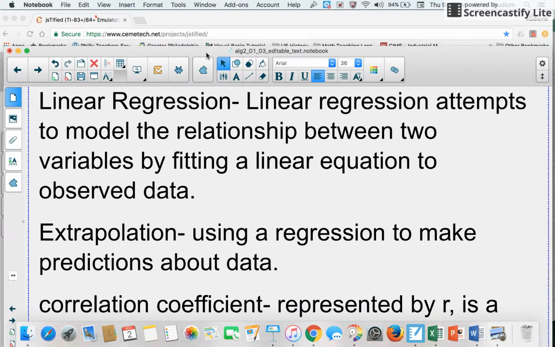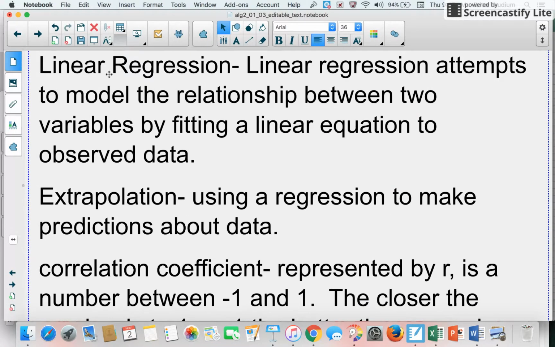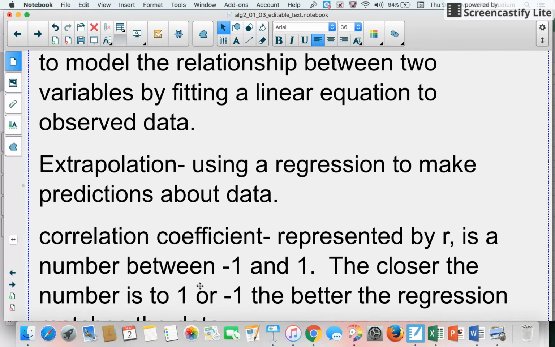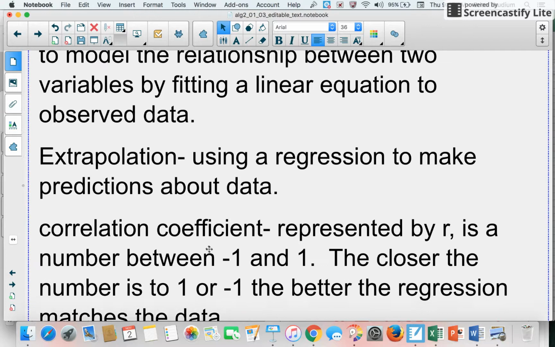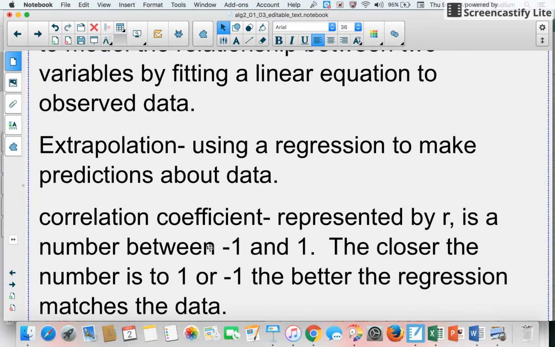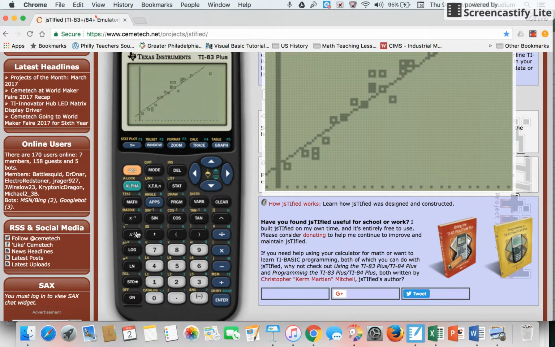Where's that? It's right here. And we used vocabulary: linear regression, extrapolation, and correlation coefficient, which is a way of measuring how closely your regression line is to your actual data. And one of the examples that we did in class, we set up a graph that looks kind of like this. We set up a scatter plot. I gave the directions in class for how to use this on the TI-83.